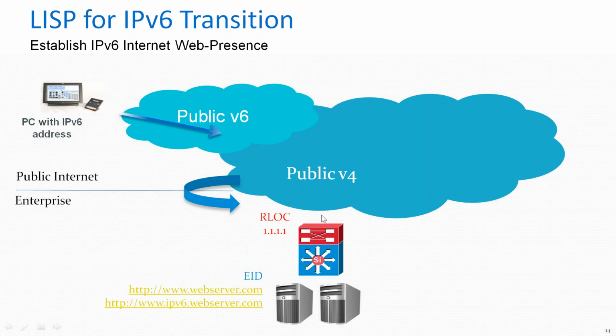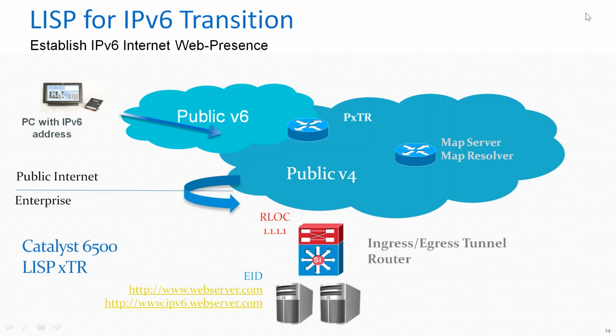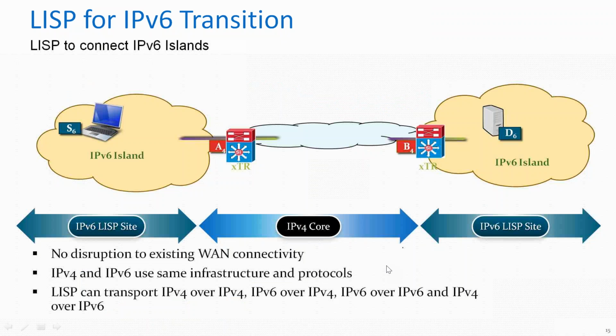So public internet enterprise, I can reach the endpoint identity groups because I have the locators and the database separated somewhere. So it can easily use IPv6 transport as well. That is one other use case of the LISP. Here you can see that I have proxy routers, I have map server resolvers, and it is resolving the IPv6 internet web presences. That is the other use case. What is the third use case we have?